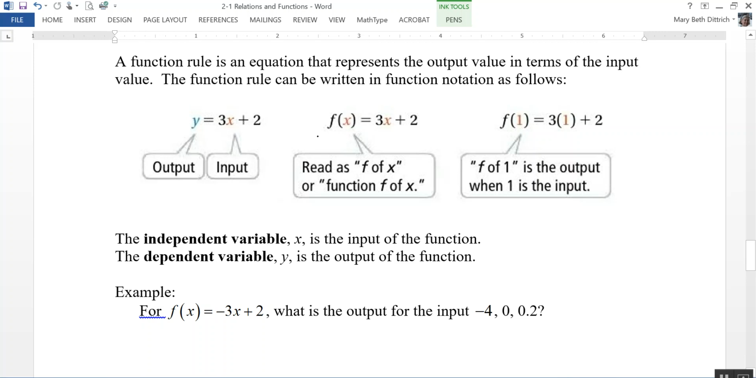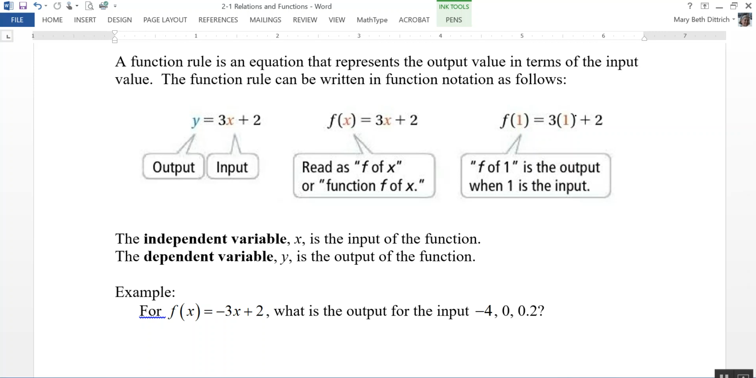We have f of x, or function notation. We read this as f of x is equal to 3x plus 2. And I really like this because this shows that the input is x because it's actually put into the function, which is represented by f. And here's how you would do it. Let's say if x equals 1, we would say f of 1 is equal to 3 times 1 plus 2, or in this case, f of 1 is equal to 5.